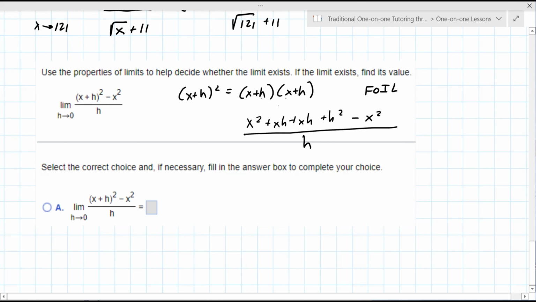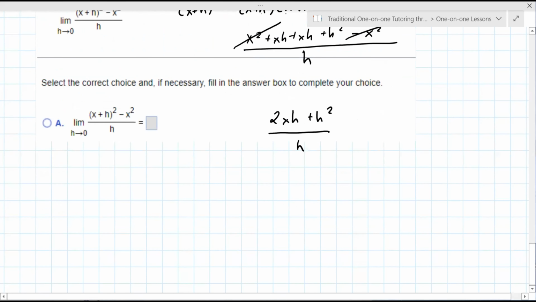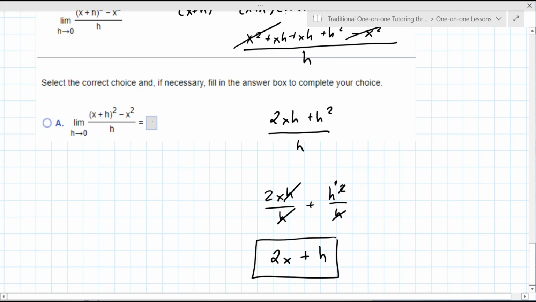And what happens is all the terms that are left over, they have an h in them. So there's actually two xh's, plus h squared over h. And then division is sharing, so you have to share both of these. So it's really 2xh over h plus h squared over h. The h's cancel. This h on the bottom cancels with one of these. Now you have 1. And your final answer is 2x plus h. And that comes from just expanding the binomial x plus h.